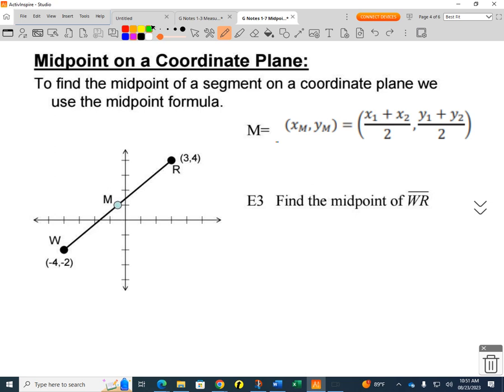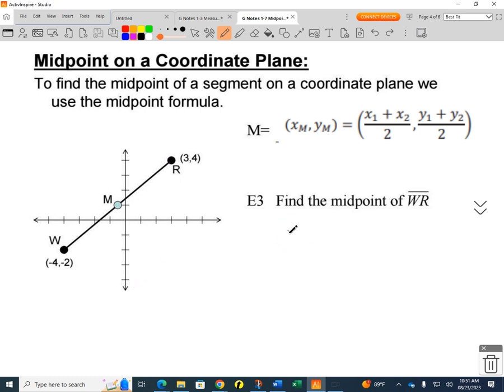You guys caught up with me? Okay. So, W and R are endpoints. And they've already got the endpoint marked, right? We could find the coordinates by looking at that point, but we need to use the formula because they're not always going to give us that point. So we find the midpoint of segment WR, the segment drawn between this point and this point on the coordinate plane. We're going to use this formula.